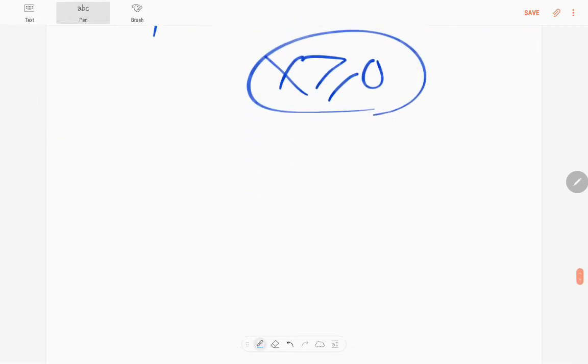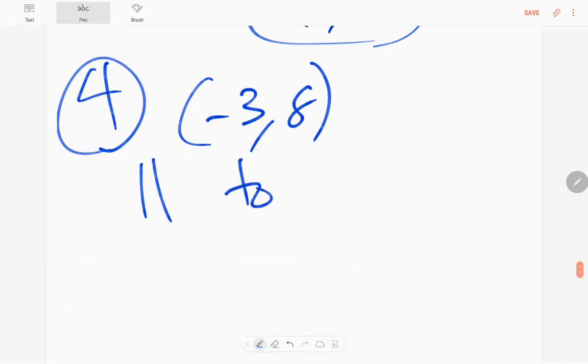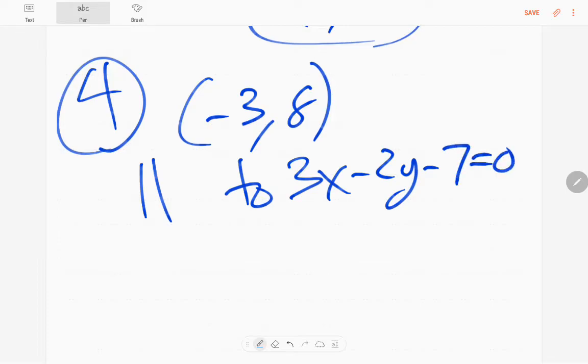Let's do number 4. Use the given conditions to write an equation for the line. This one goes through (-3, 8) and is parallel to the following line: 3x - 2y - 7 = 0. So this is a good one. It's been a while since we did these kinds of problems.